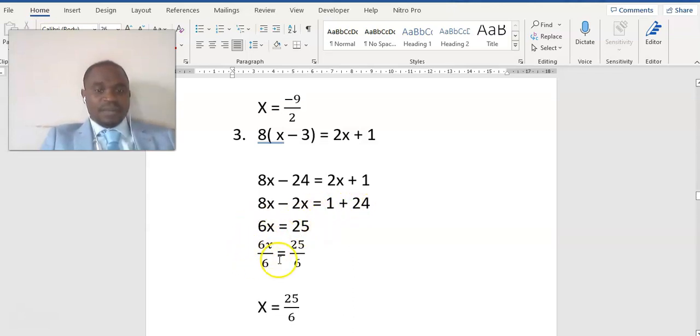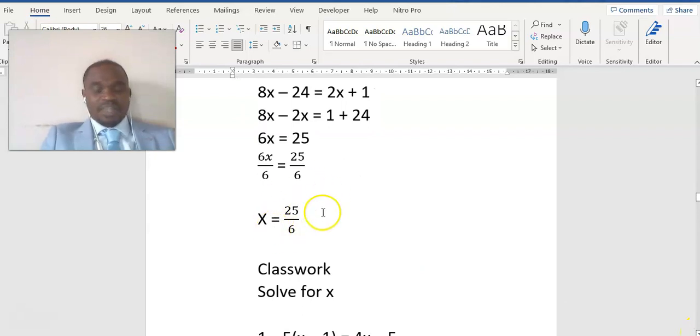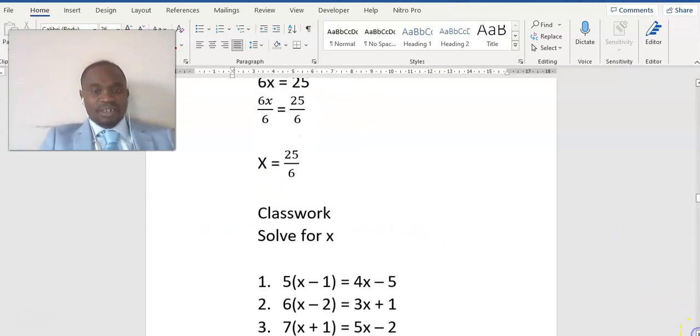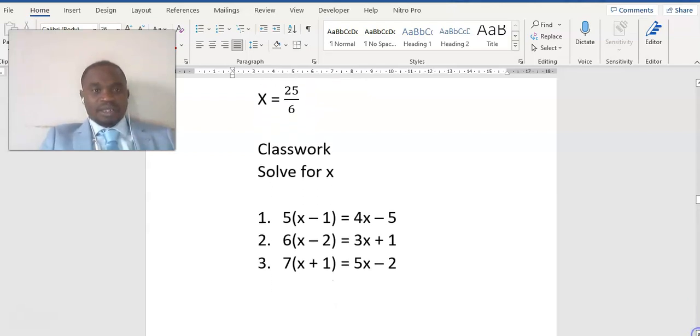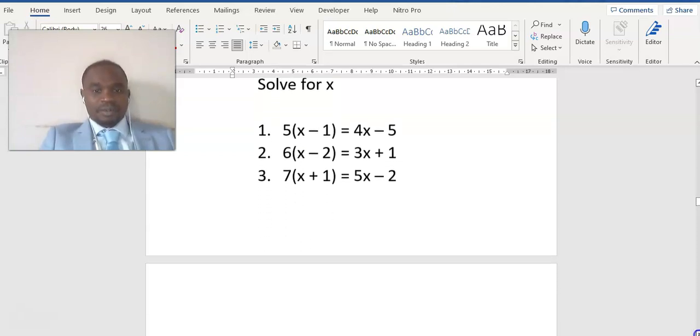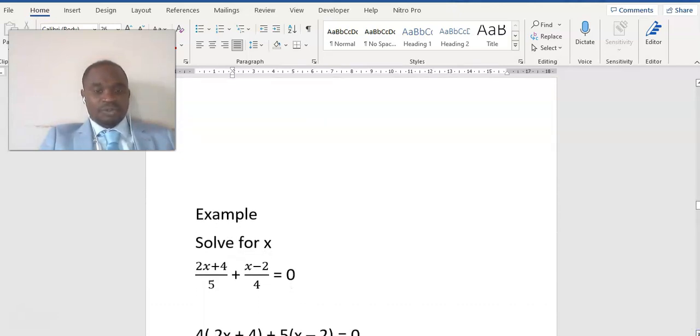So you divide both sides by 6. This side by 6 is going to give us 25 over 6. If I press this, it's going to give me a decimal. It's good to leave it as a whole number or as a fraction. Okay, so this is your classwork. You pause the video and do this one for me.